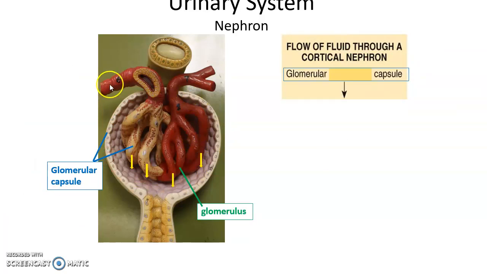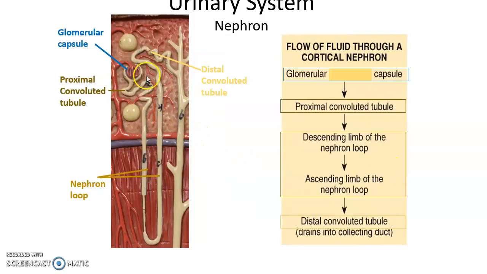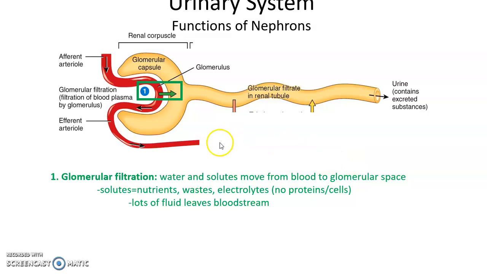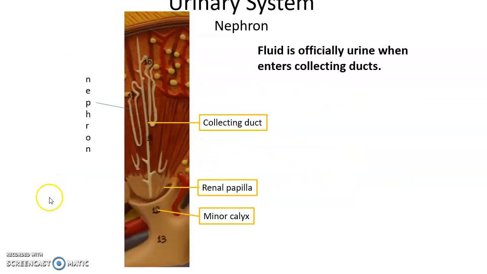So here is the glomerular capsule. Here is the glomerulus, afferent arteriole, and filtrate passes through the glomerulus into the capsular space. It will then travel via the proximal convoluted tubule, down through the nephron loop, up to the distal convoluted tubule, and then empty into the collecting duct. So here is a collecting duct that then leads to the renal papilla and empties into the minor calyx. And this is where we will stop for this part of the lecture.